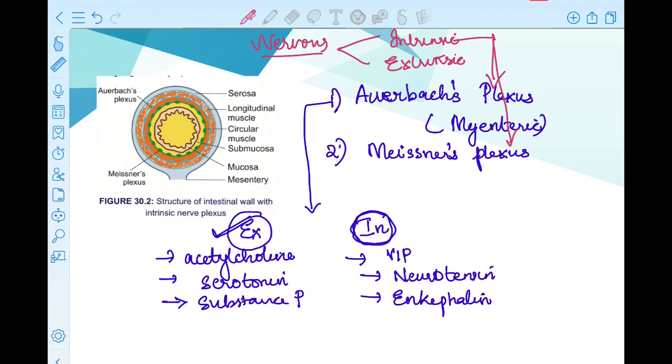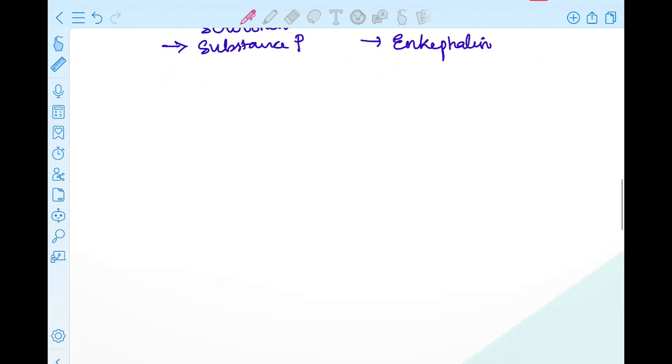Meissner's plexus is located between the muscular and the submucosal layers, and it regulates the secretory functions. Okay. So they are not concerned with the movement of the GIT as Auerbach's plexus is. Here they are more concerned about the secretory action. So it regulates the secretory functions and causes constriction of the GI blood vessels. Okay. So that's about the intrinsic nervous system. Now we have the most important extrinsic nerve supply.